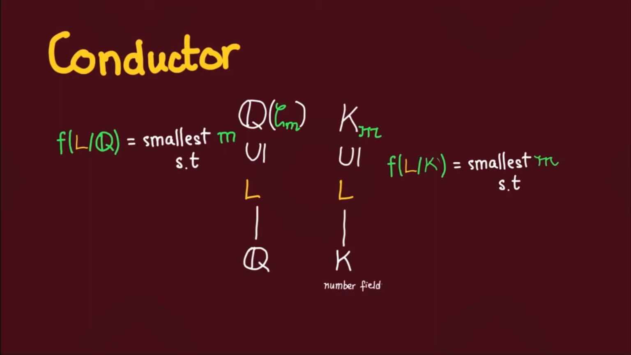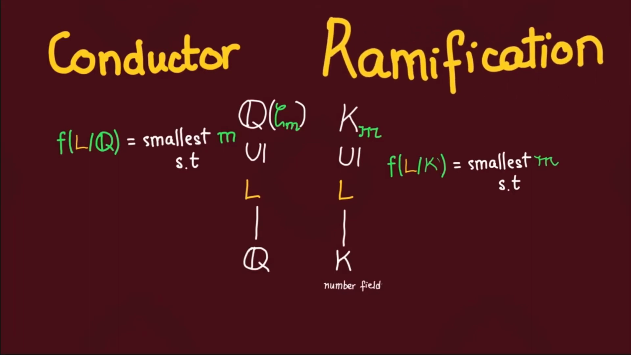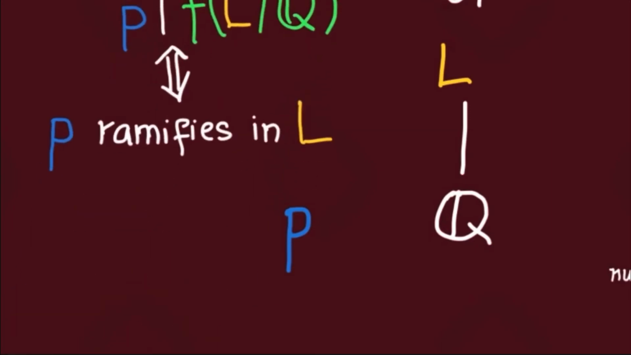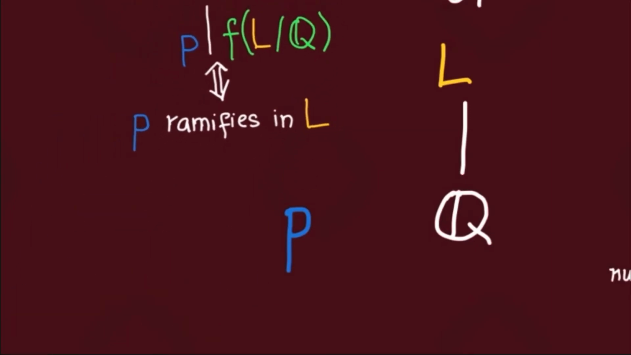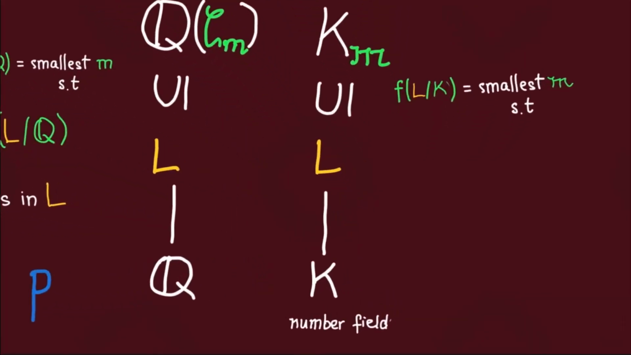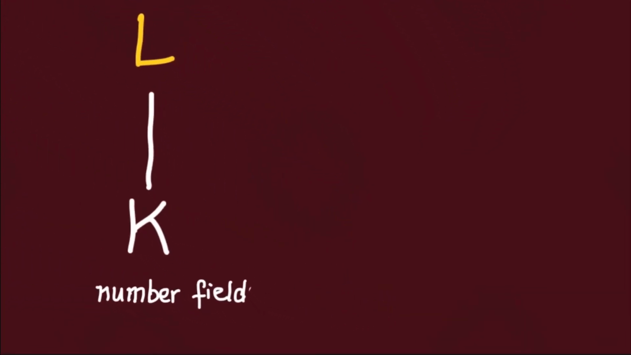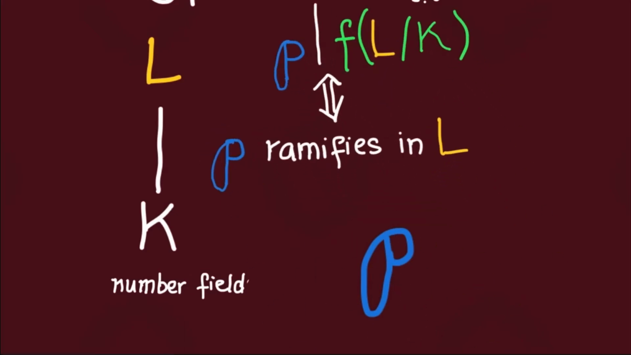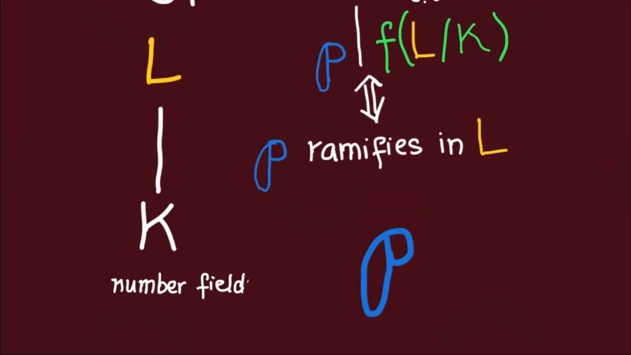Now, in this video, we want to talk about the relationship between conductor and ramification. Recall that if P is a Q prime, then P ramifies in L if and only if P divides the conductor of L over K. The same thing holds for the case of a finite abelian extension of a number field K. If P is a prime of K, then P ramifies in L if and only if P divides the conductor of L over K.